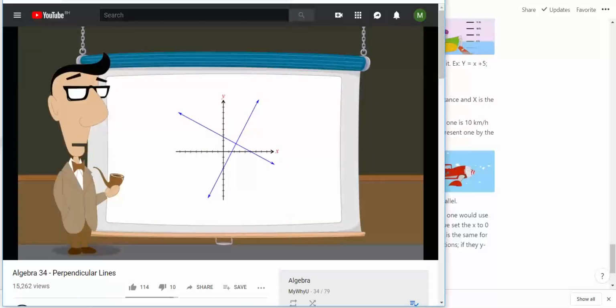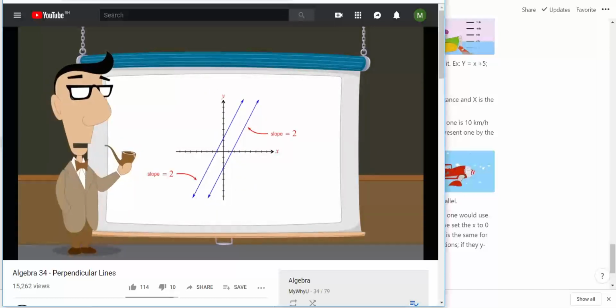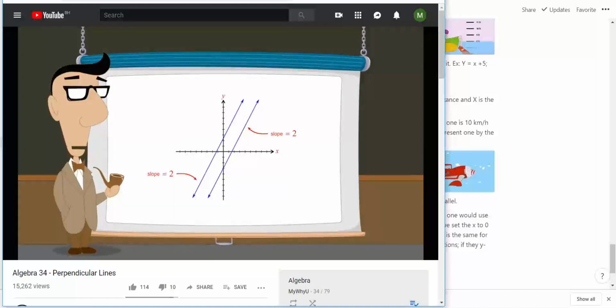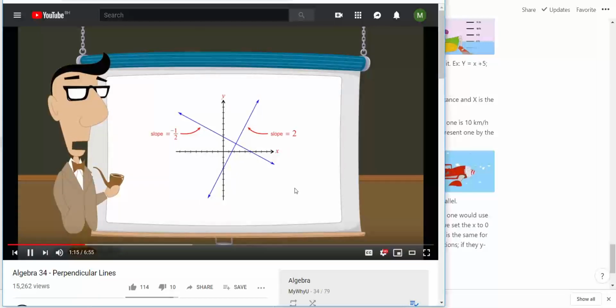So how can we determine if two linear equations describe perpendicular lines? As we saw in the last lecture, parallel lines have the same slope. Likewise, we can tell if two lines are perpendicular by comparing their slopes. Perpendicular lines have slopes which are negative reciprocals of each other. So what does it mean for slopes to be negative reciprocals?